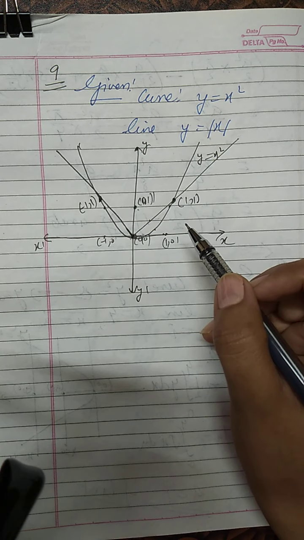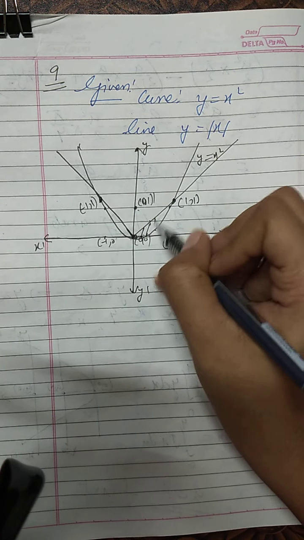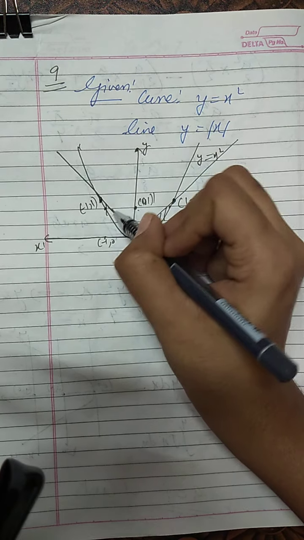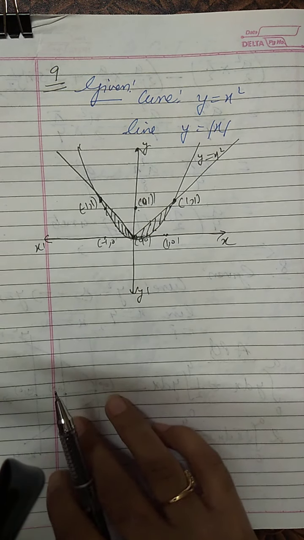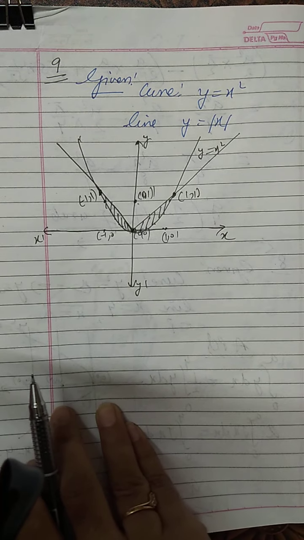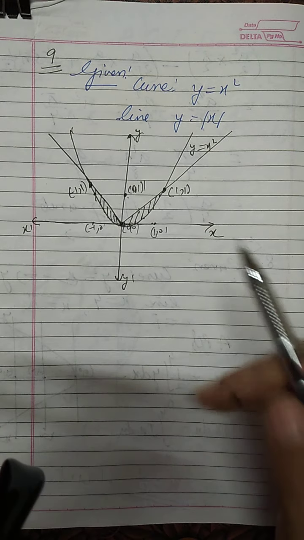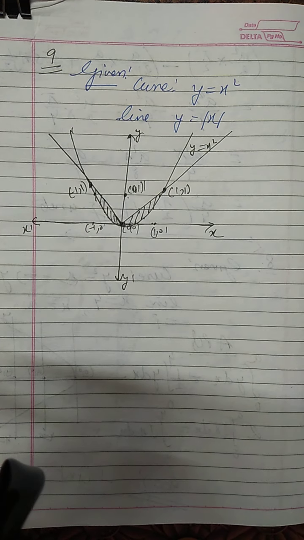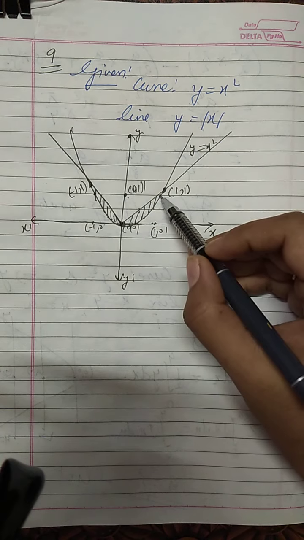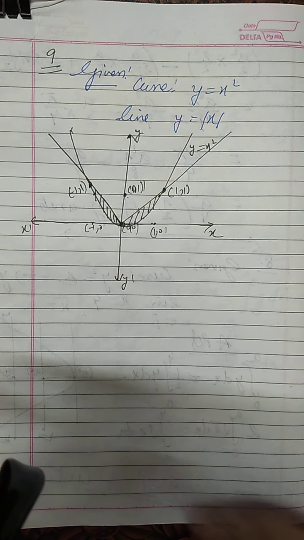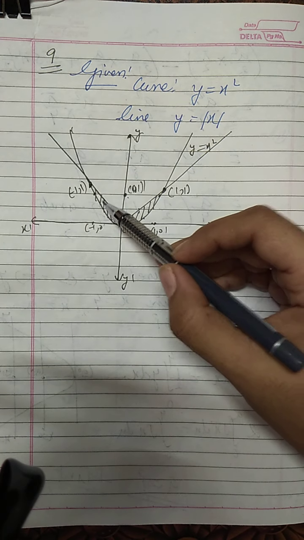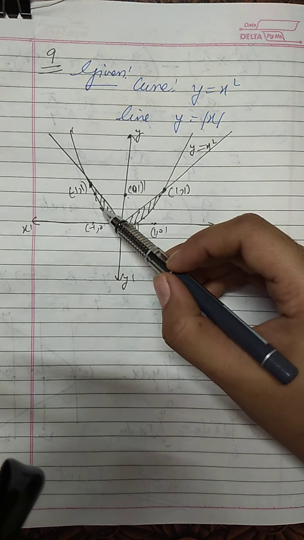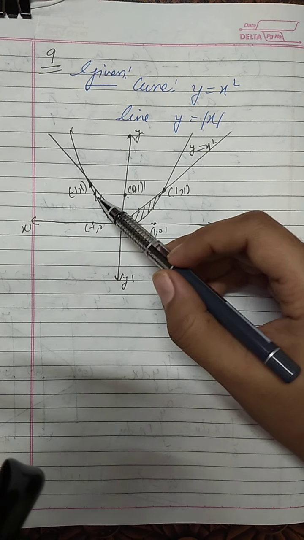Okay, bounded by the line and the curve, so enclosed area between the line and curve. So this area we are supposed to find. And if you remember our modulus function, it is symmetrical about y-axis, and our upward parabola is also symmetrical about y-axis. So whatever area is bounded on the right side of x-axis, exactly equal area will be bounded on the left side, in the second quadrant also.